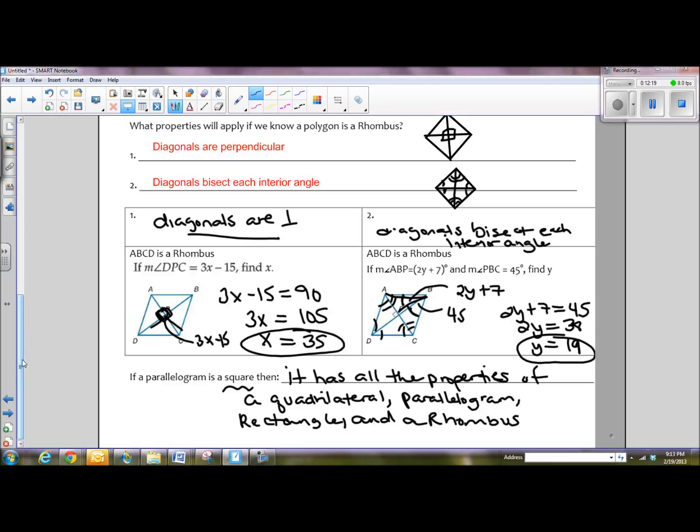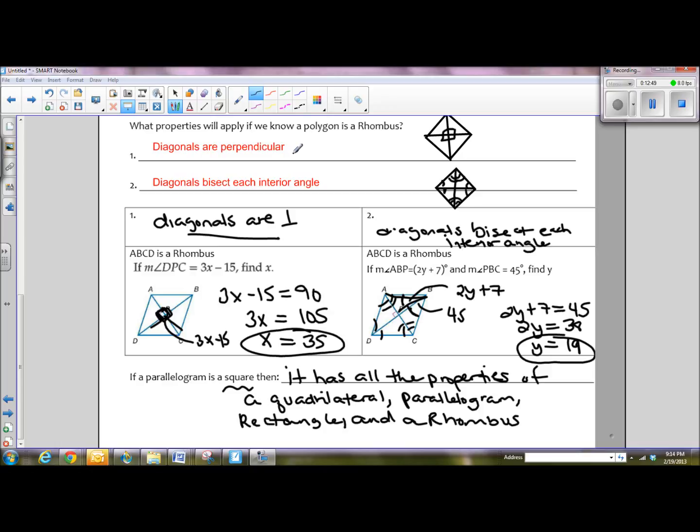And finally, the last parallelogram that we will study is a square. A square is a combination of a rectangle and a rhombus. And of course, it's also a parallelogram because it is a rectangle and a rhombus. So it has all the properties of a quadrilateral, a parallelogram, a rectangle, and a rhombus. So on top of knowing all the properties, you have to know that a square satisfies all the properties.